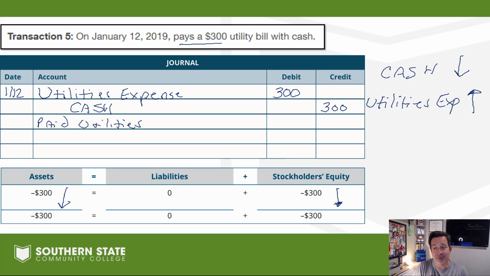I'm going to show you the process where we put that account balance from our expense account into retained earnings and equity in another chapter when we're talking about closing accounts. But for now, just be aware, expenses are going to reduce our equity.